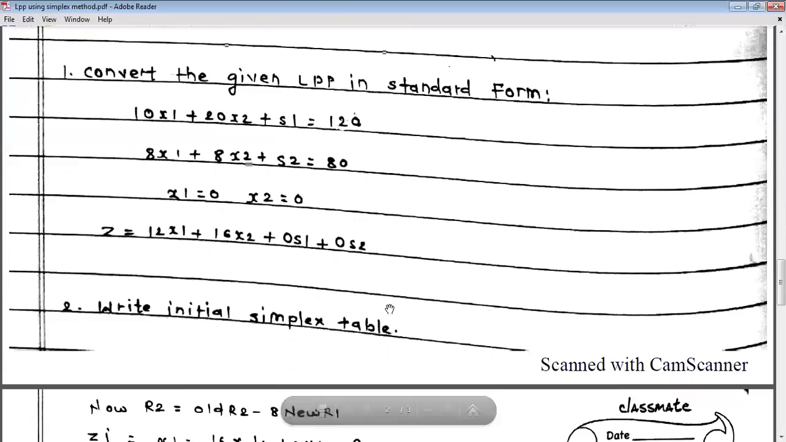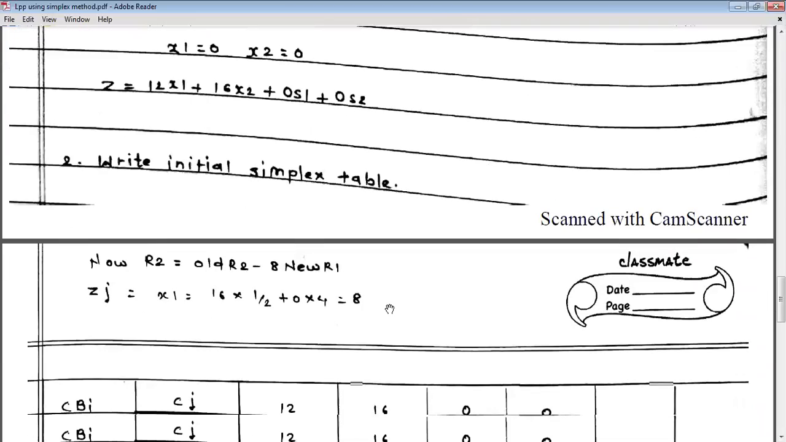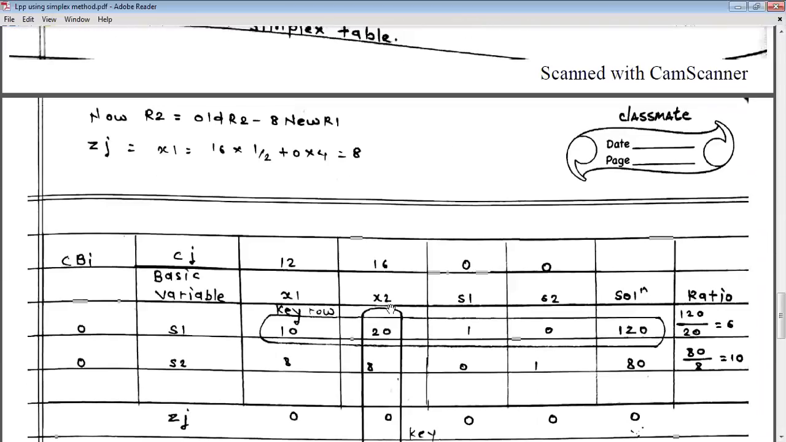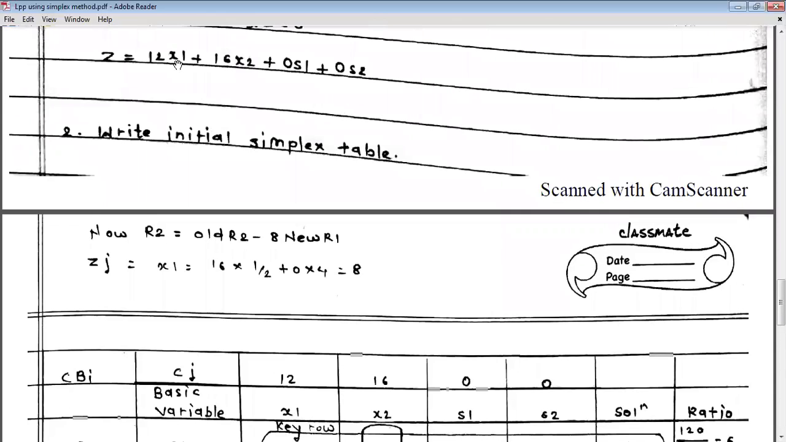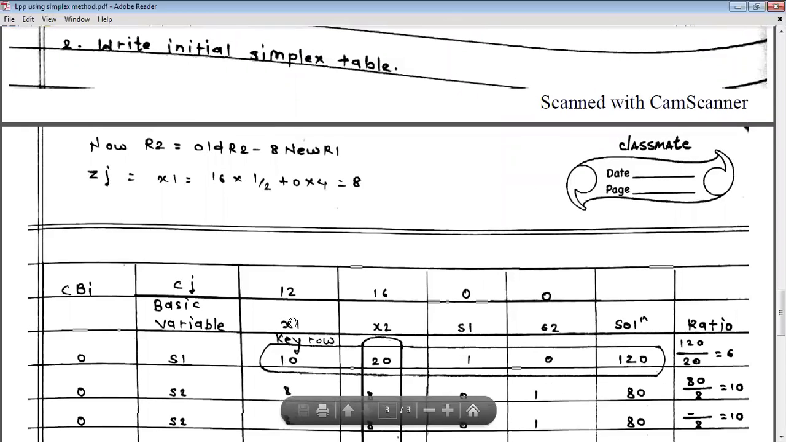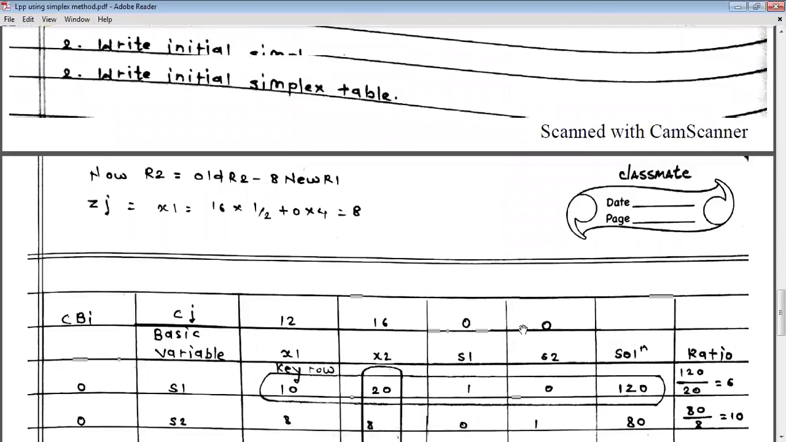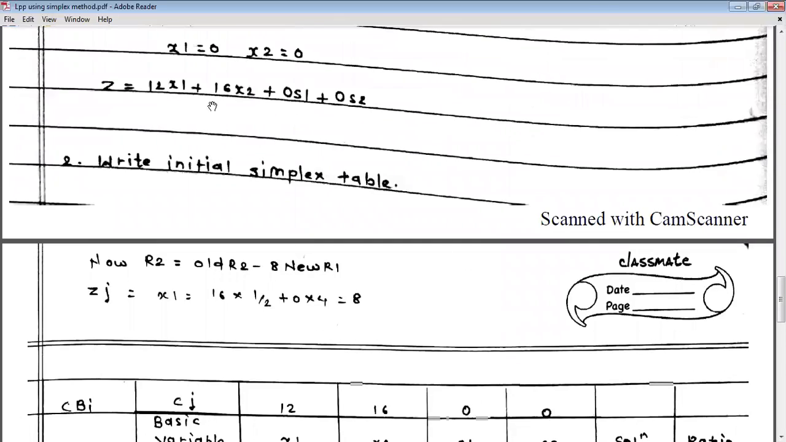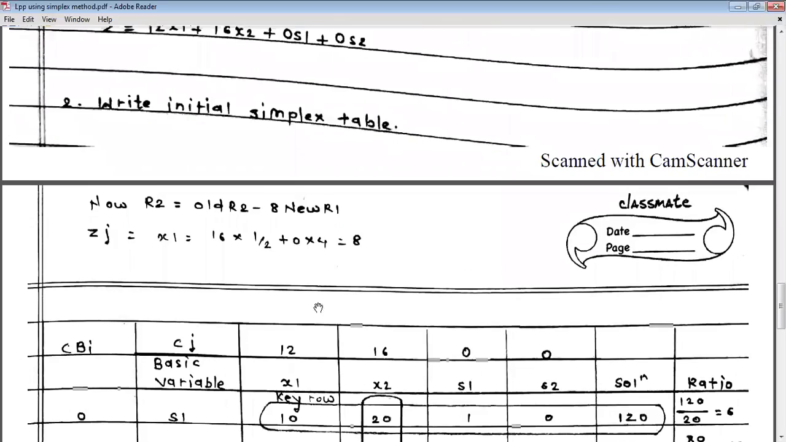Now we need to construct the initial simplex table. So you just have to pay attention while I'm telling you the simplex table. See, first we need to jot down the variables. Now you know that we have four variables: x1, x2, s1 and s2 in the objective function. So we have written here x1, x2, s1, s2. After this, we need to write the coefficients of the objective function. So if you see here, it is 12, 16, 0 and 0. So I have written here 12, 16, 0 and 0.